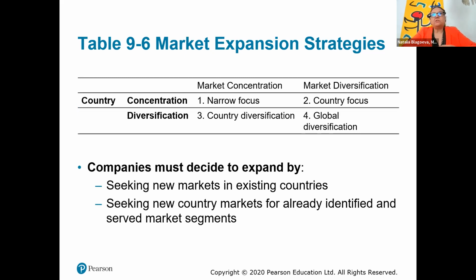When we are talking about what market expansion strategies we can form, depending on our market concentration or market diversification, or our country concentration or country diversification, we can have very different strategies. For example, if we're concentrated on a specific country and specific markets, this is narrow focus. While if we are diversified both in the types of markets we service and in the types of countries we service, we have global diversification, and there are other options as well. Depending on which one it is, our overall strategy will be different.